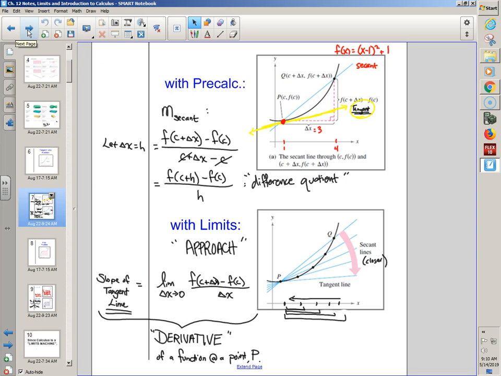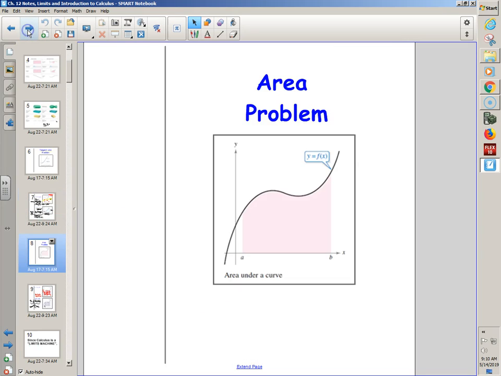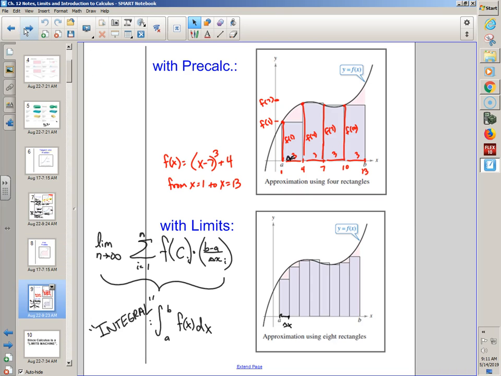End of 12.2, beginning of, no, all of 12.3. Yeah, all of 12.3. But then there was a second problem, the area problem. And we said this is not a geometric shape. We can't use circles or triangles or rectangles. Well, we can use rectangles if we do it this way.